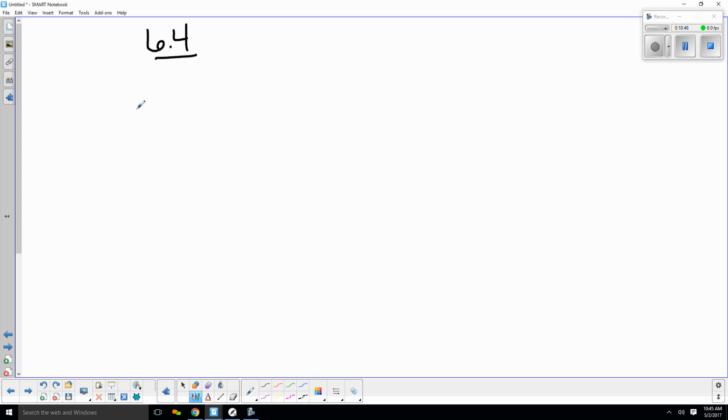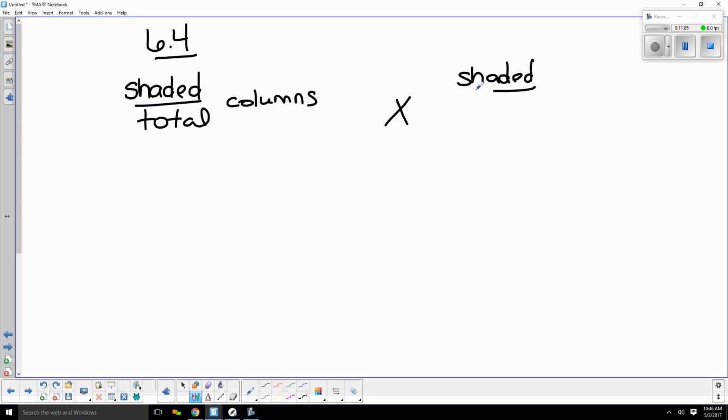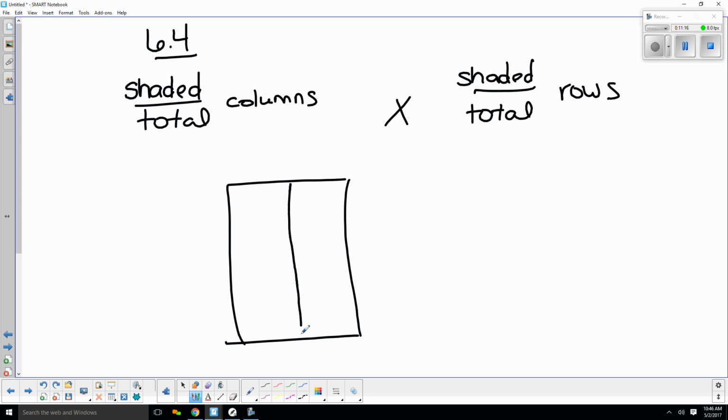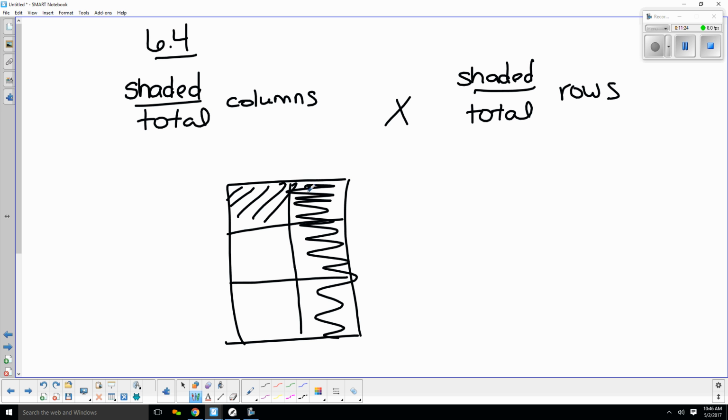I'm going to write this in words first, okay? You're going to make a fraction of your shaded over the total columns. And you're going to times that by the fraction of the shaded over total rows. Okay? So when you look at, I'm going to draw this really quickly. Alright, and they shaded this one pretty good all the way down, and then they made those funny lines going across, okay?